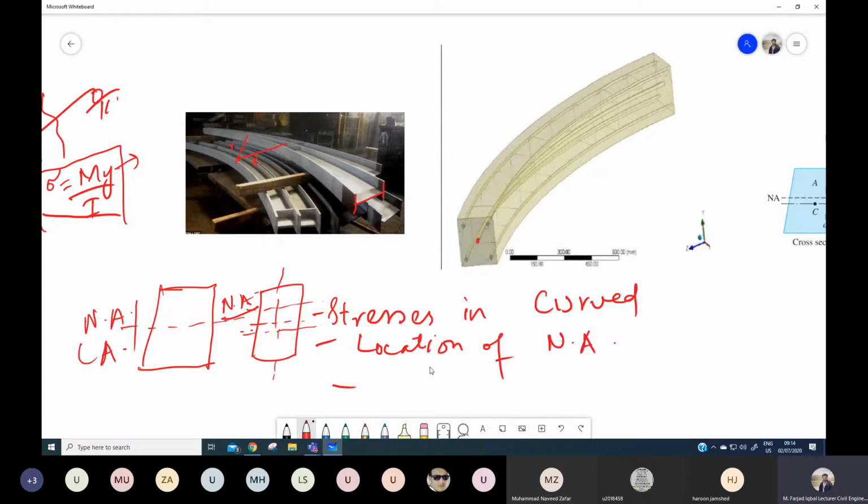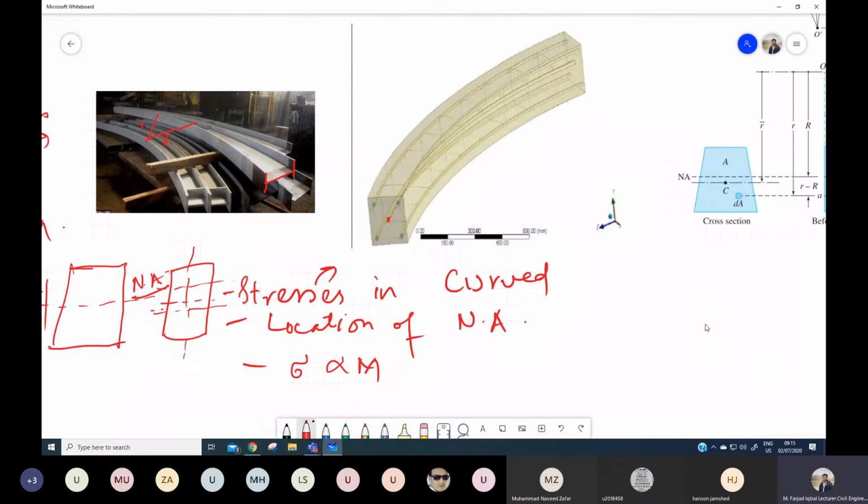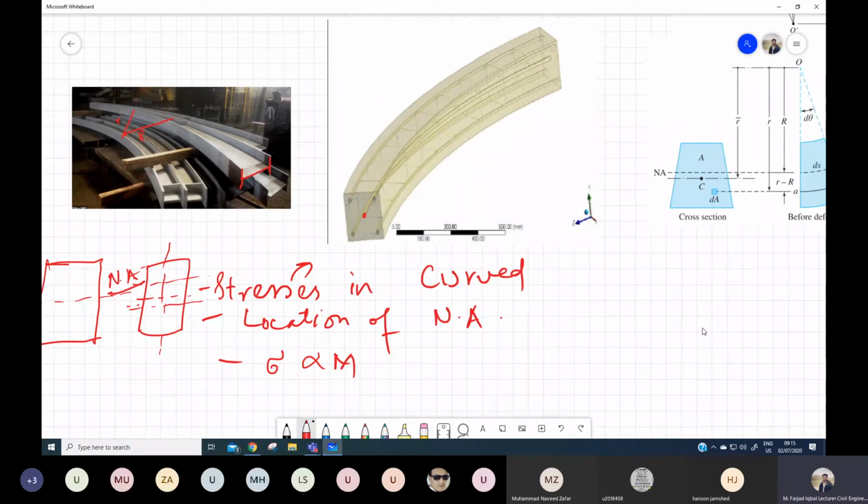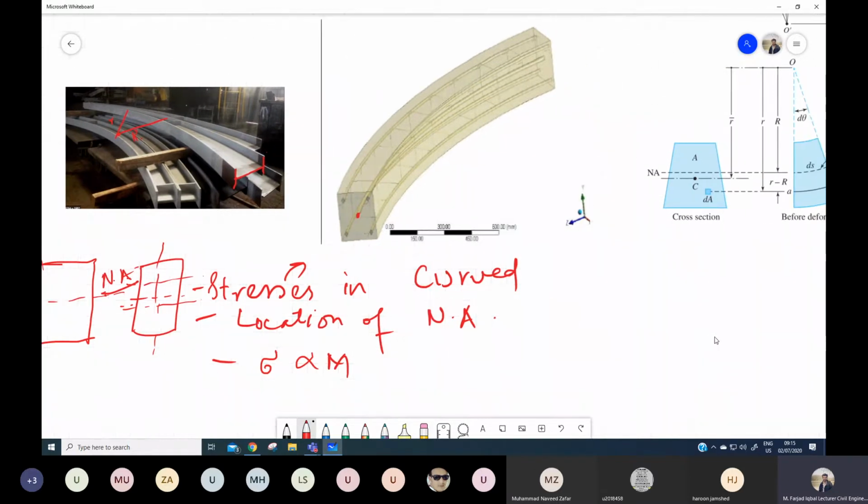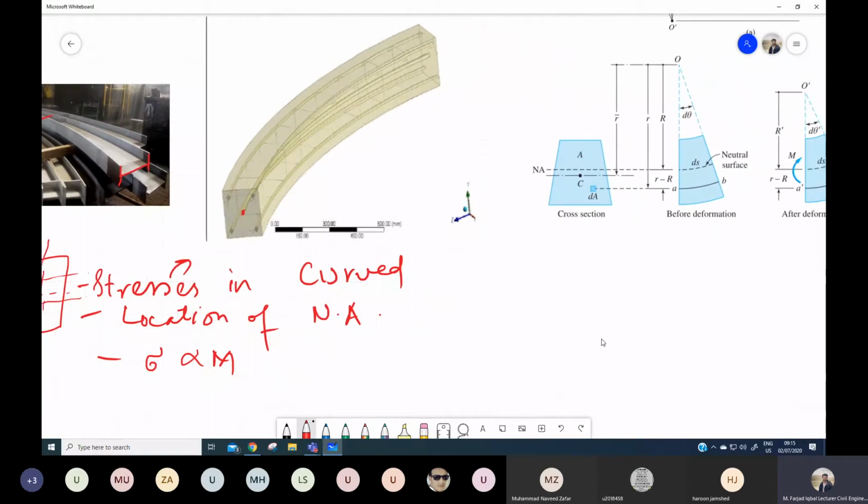The third and final thing we need to do is to correlate the stresses with the moment, so that we can calculate the stress at any cross section if we know the moment and its distances, the y distances. In the case of a curved beam, the r distances are of importance.